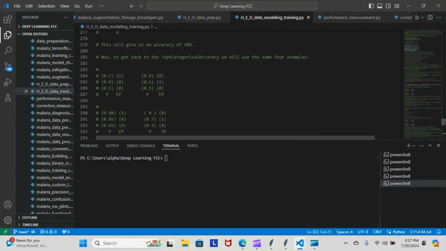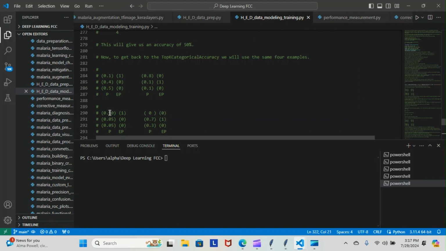Now for the top K, it's a little bit different. If any of the two highest values in the predicted match the highest value of the EP, we will count that as correct. So as you can see here, these two highest values are 0.5 and 0.4, but none of them match the highest value of 1, so this will be considered incorrect. But if we look at this one, we have a 0.8 and 0.1 and 0.1. Since these two are the same, we consider them the first and second highest values. And this 0.1 here, being the second highest value, matches with this one here in this column, so it will be considered correct.